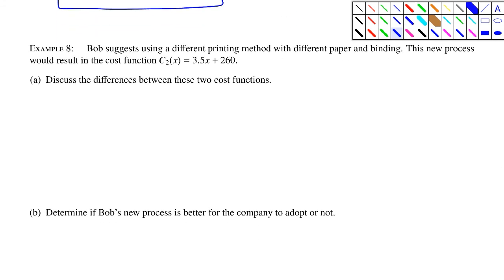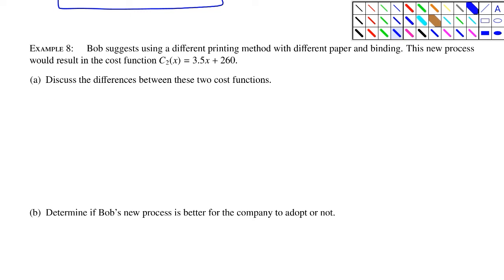And now, example number 8. Bob suggests using a different printing method with different paper and binding. This new process would result in a cost function C2 of x is equal to 3.5x plus 260. Question A. Discuss the differences between these two cost functions.